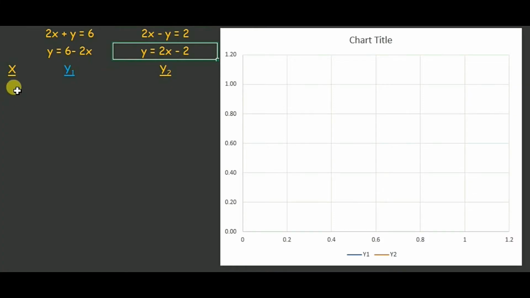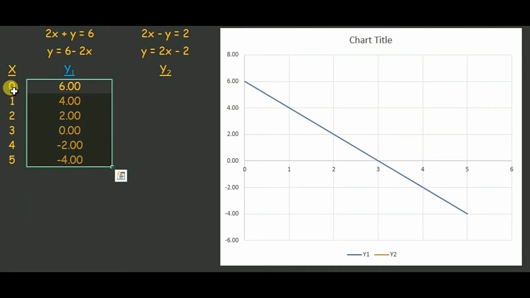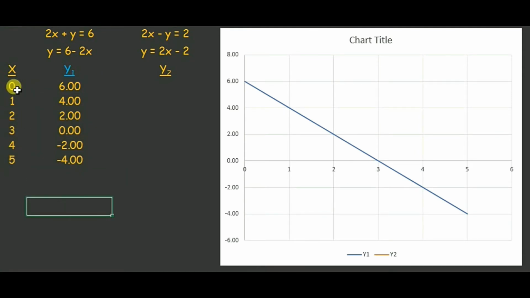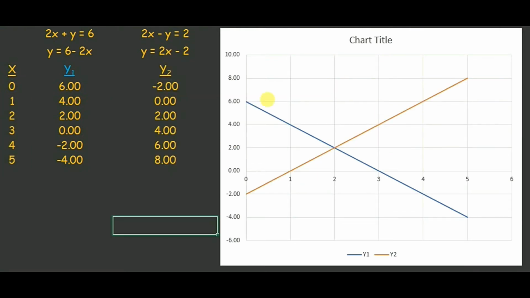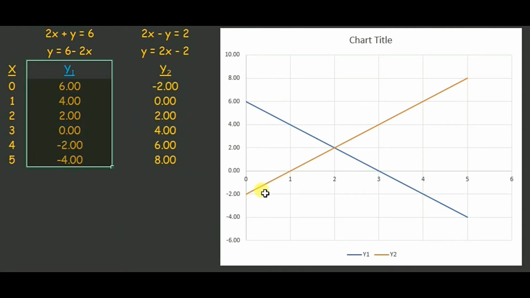Let's take some x values here. These are my x values. Let's put these x values into this equation here and get y1. These are my y1 values from these x values. Let's replace these x values here in this equation. This one here, the orange one representing y2, blue one representing y1. Both the lines are cutting at this point, which is 2. X is 2 and y is also 2.